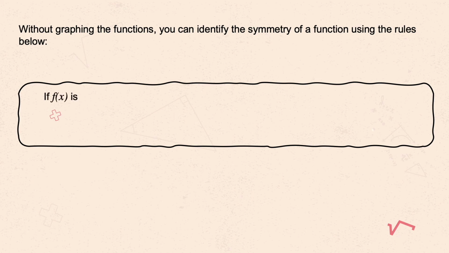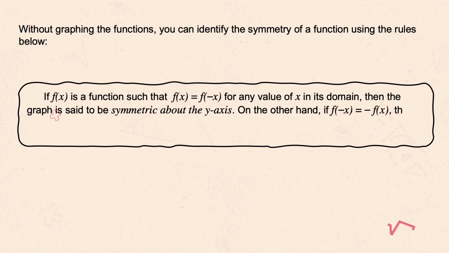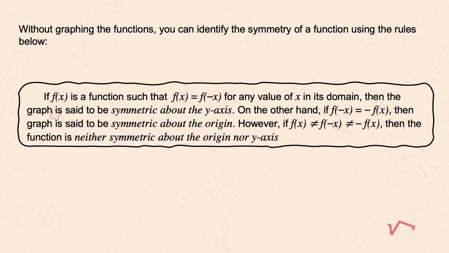If f of x is a function such that f of x equals f of negative x for any values of x in its domain, then the graph is symmetric about the y-axis. On the other hand, if f of negative x equals negative f of x, then the graph is said to be symmetric about the origin. However, if neither is equal, then the function is neither symmetric to the y-axis nor the origin.